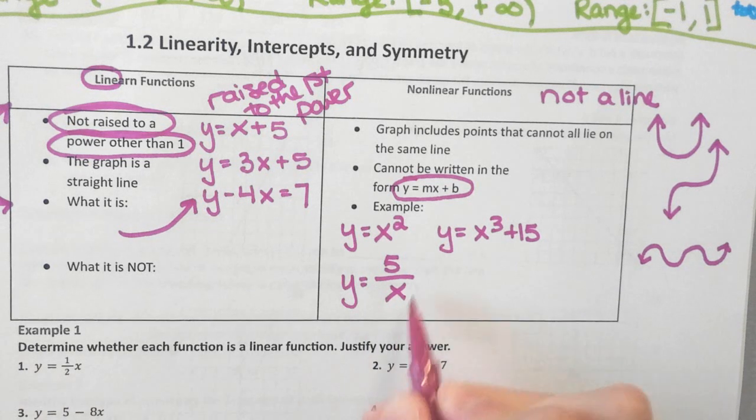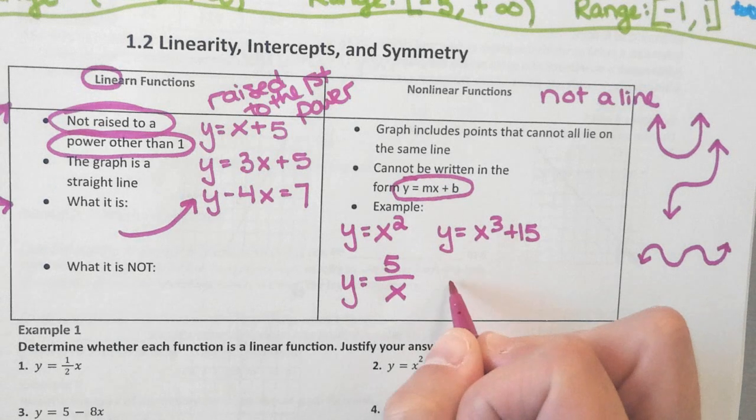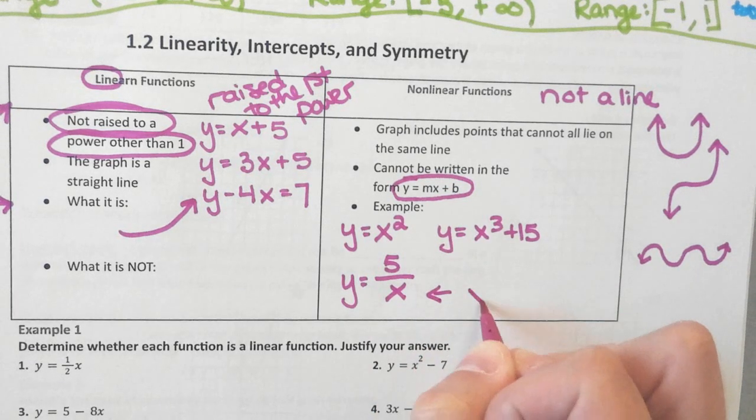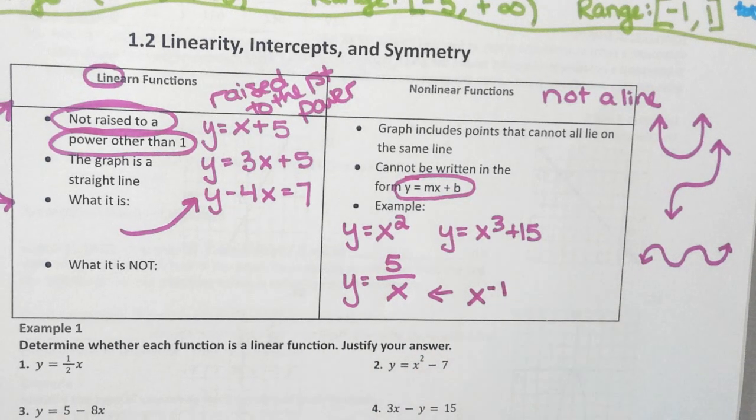So there is kind of an exception to the rule. You can have an instance where it's not linear, but it looks like x is being raised to the first power. It looks like it, right? Because there's a 1 there, but it's actually a negative 1 because it's in the denominator. So this one is not linear either. When it's in the denominator, that's really x to the negative 1, so that's why that one's not linear.